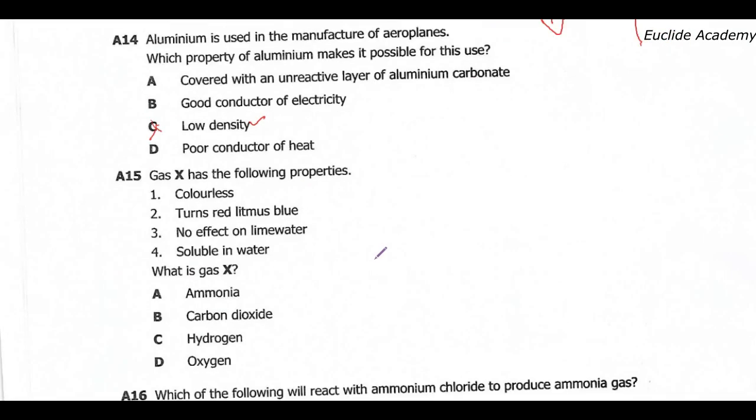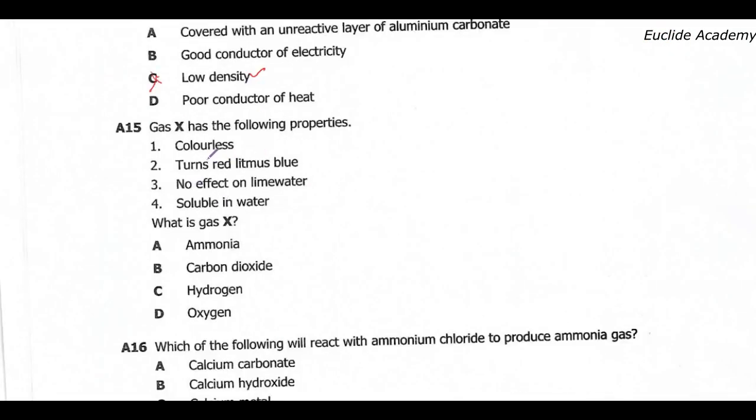15. Gas X has the following properties: colorless, turns red litmus blue, no effect on lime water, soluble in water. What is gas X? So the moment you see no effect on lime water, then we can cancel out carbon dioxide. Hydrogen, not really, doesn't turn red litmus blue. Oxygen, not really. There's tests that it relights a glowing splint, and the one here will be ammonia. Okay, so ammonia turns red litmus blue.